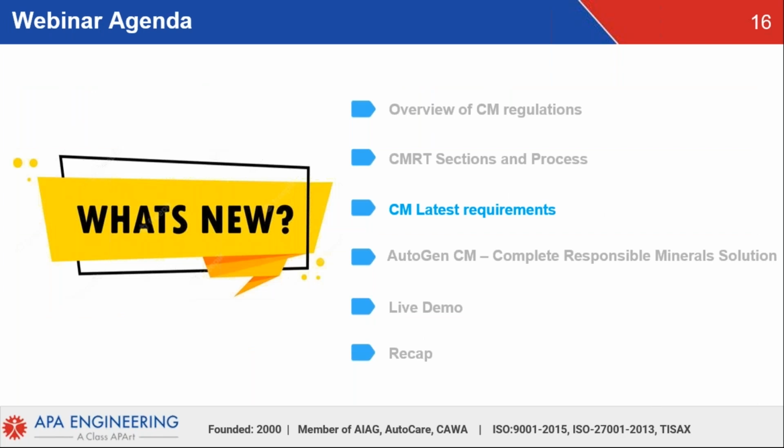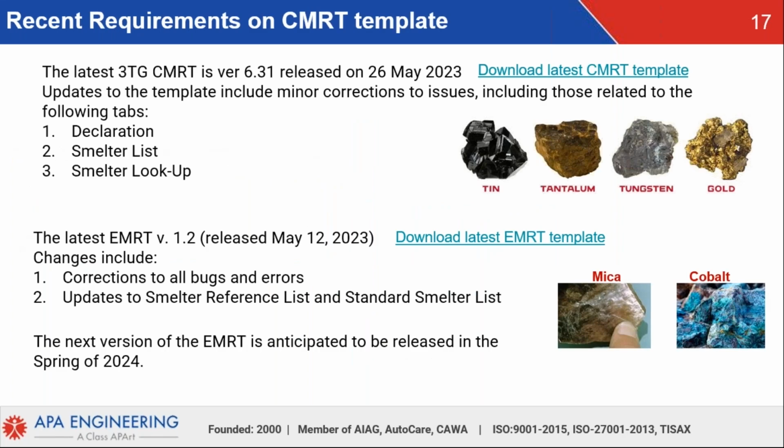Now we shall talk about the latest requirements on the conflict minerals. Recently, on 26th May 2023, the latest version 6.31 CMRT was issued. While it did not have any major changes, there are updates to the templates that include minor corrections on the declaration, smelter tab, and smelter lookup.